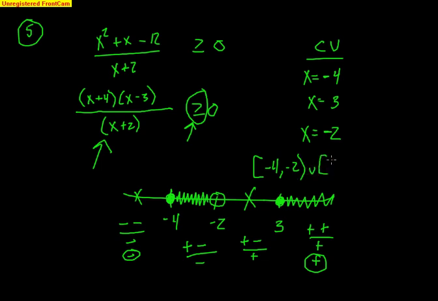So be very careful with this problem because of the fact that negative 2 has to remain a parenthesis because it cannot be 0 in the denominator.